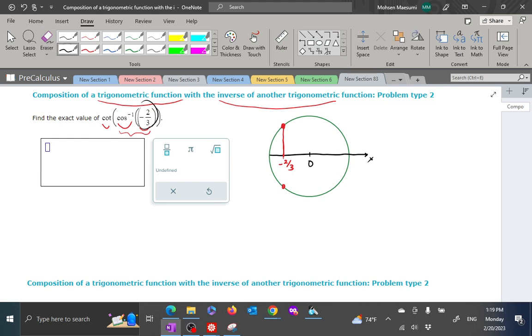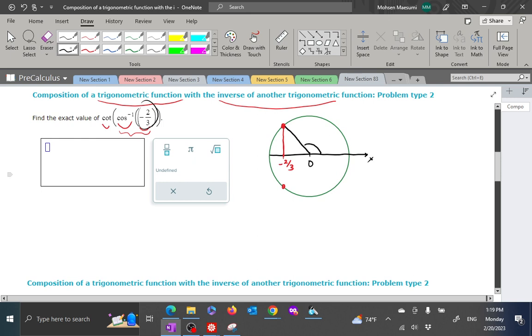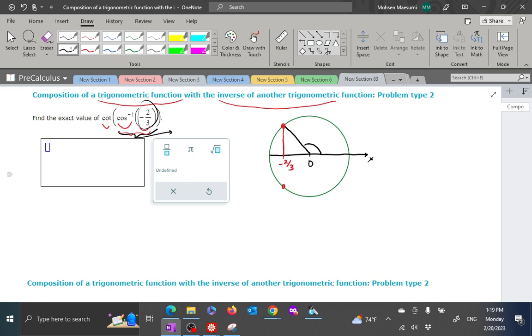Now what's the angle that we are interested in? This is what we are talking about. So up to here we understood this is cosine inverse of minus 2/3. Okay, great. So what is it that we want? Whatever this angle is, we want to find its cotangent. Now this is the unit circle. The radius is always 1. To standardize everything, we use that.